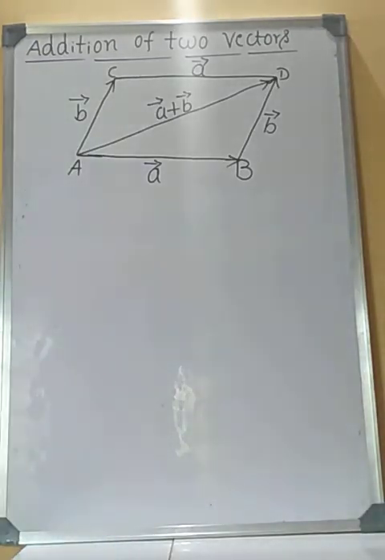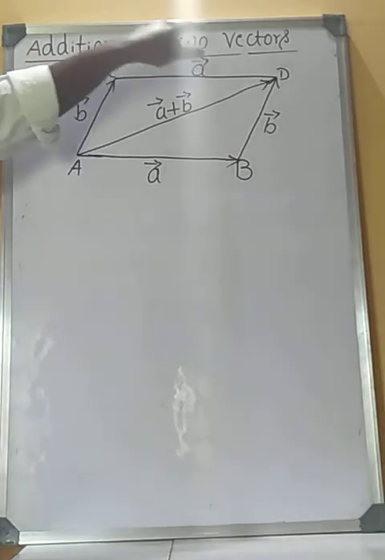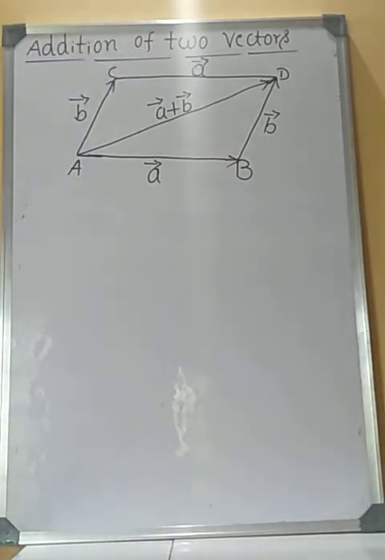Dear friends, in the last class we discussed vector algebra: the definition of vectors and scalars, examples, position of vectors, types of vectors, and also problems. In today's class, let us discuss addition of two vectors, or addition of vectors.